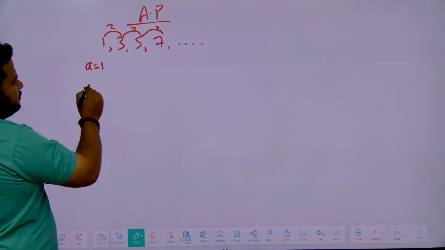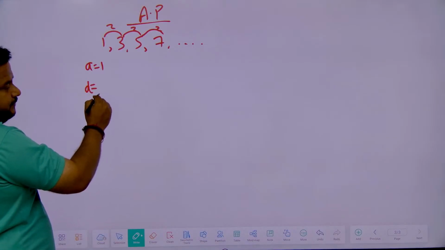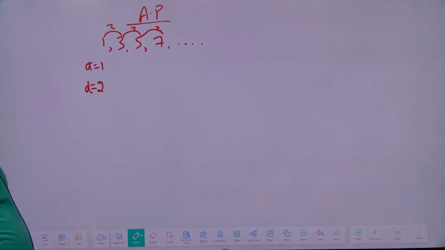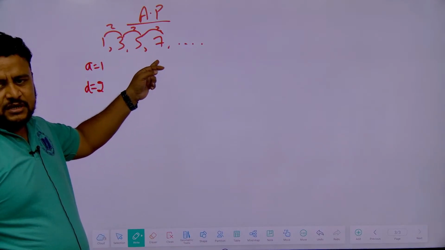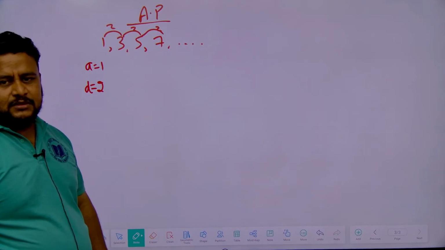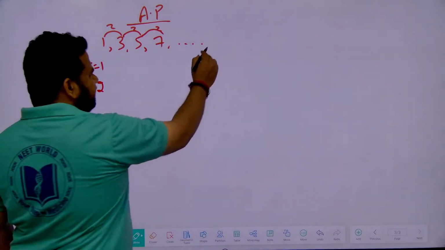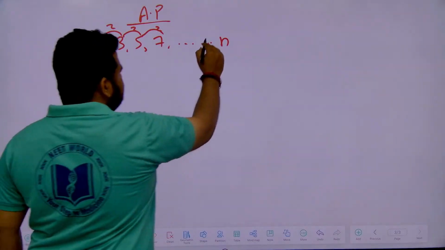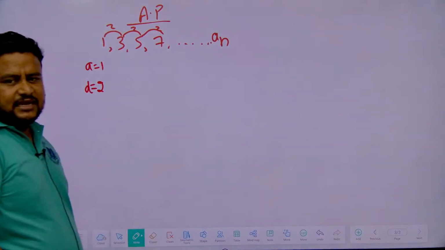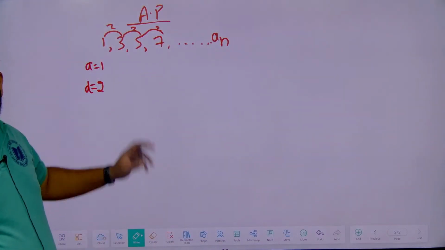So, that is why we call it the common difference, which is denoted by D. Now, how many terms are there here? 4 terms. If I want the last term, I can represent it by n. What is the value of this last term if I want to find out? I will write it as An, where n is the number of terms. What is the value of this An?